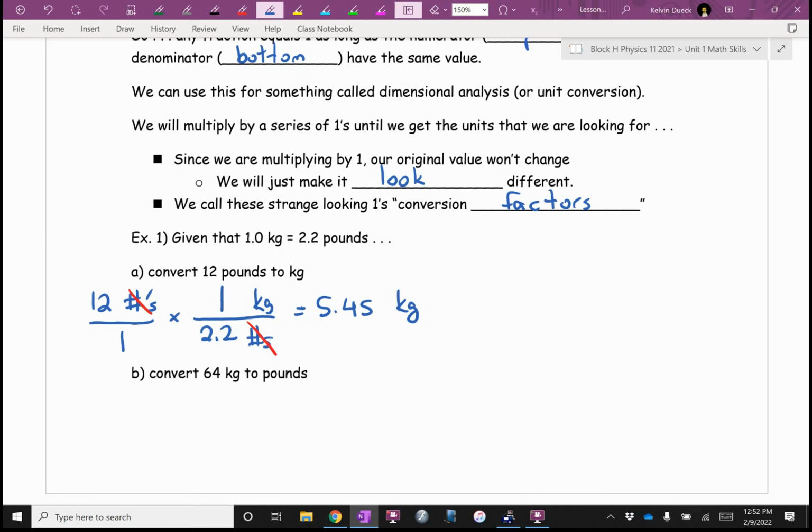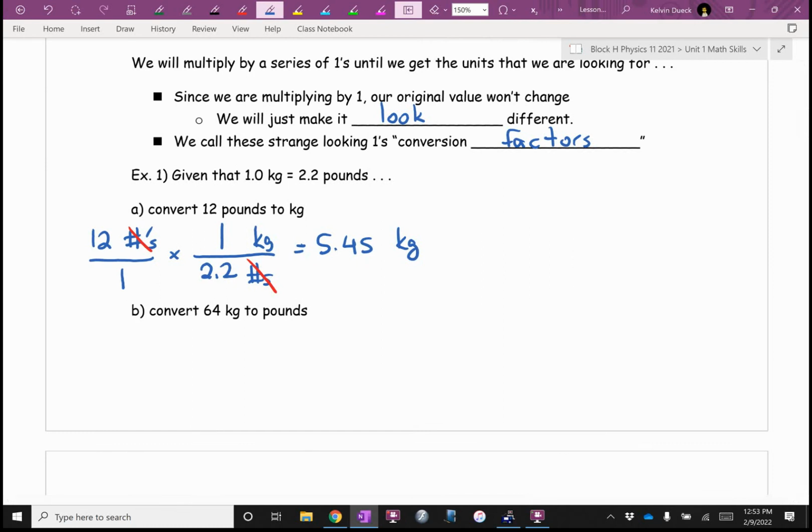Can you read B to me out loud, please? Convert. I'm going to write down what they gave me. 64 kilograms. I've written something down. I feel better. I'm going to realize that it's over 1. I'm not going to write the over 1 because I'm naturally lazy. I'm going to multiply by a conversion fraction.